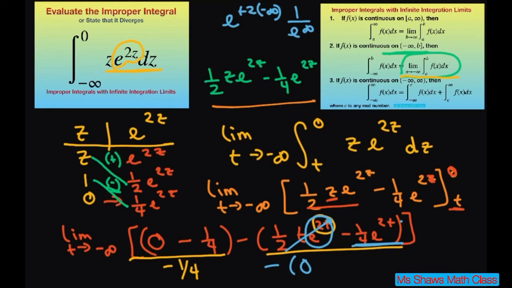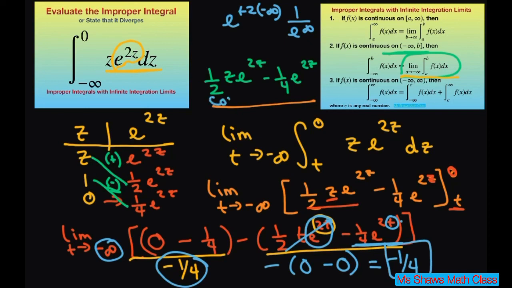Same thing's going to happen with this. When you substitute in a very large negative exponent here, this is going to go in the denominator. So your denominator is going to grow faster than the numerator. So that's going to be 0. So basically our answer is just going to be negative 1/4. And that means it's convergent. So I'll just write convergent here.